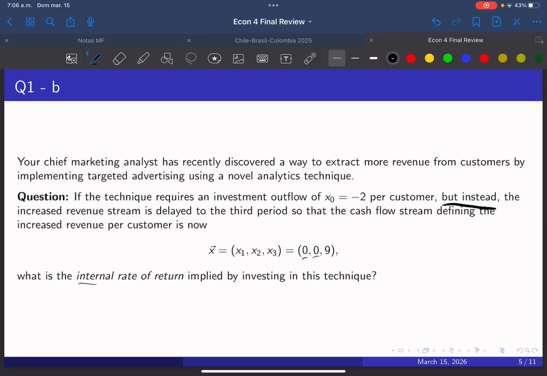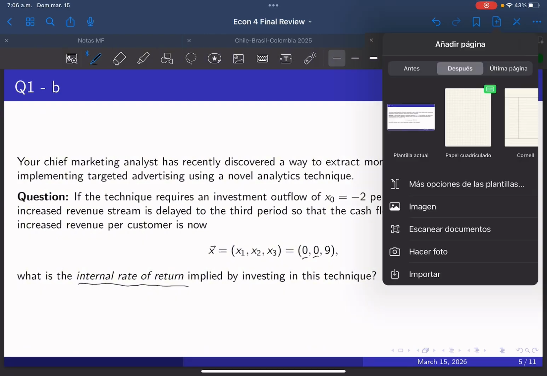This question is also important because now we're asked something slightly different. We're not asked to compute the net present value. We're instead asked to find the internal rate of return that would be implied by investing in this technique. So pause here if you want to try this.